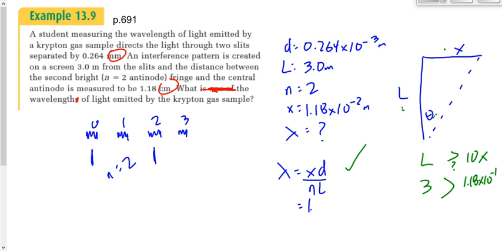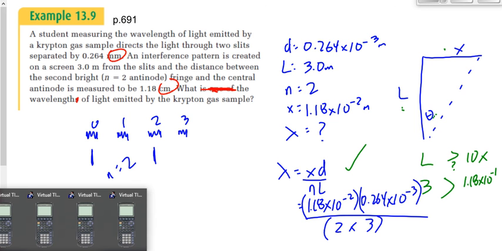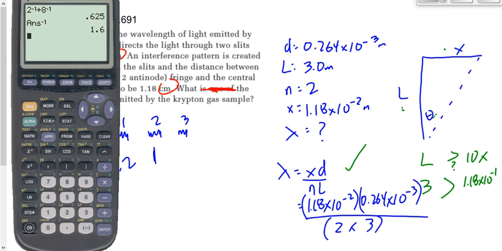Okay, what do we got for X here? We got 1.18 times 10 to the negative 2 times D, which is 0.264 times 10 to the minus 3. N is 2 times 3, the value of L. So 1.18 times 10 to the minus 2 times 0.264 times 10 to the minus 3, divided by 6, is 5.2 times 10 to the minus 7.